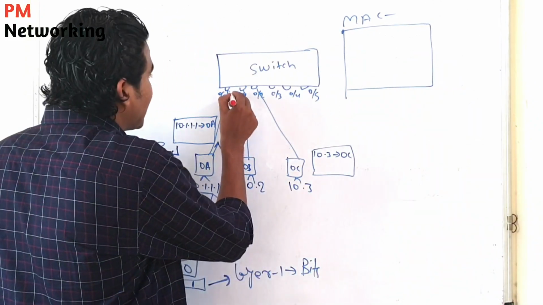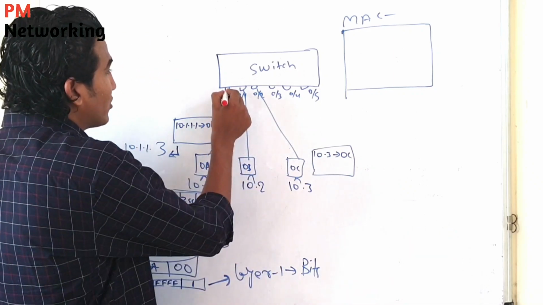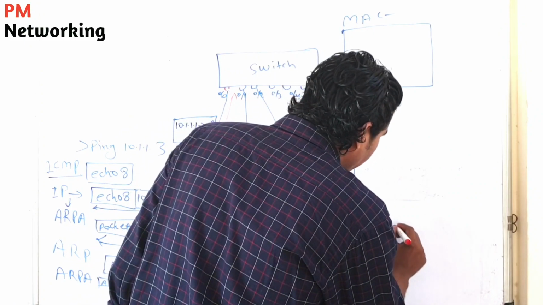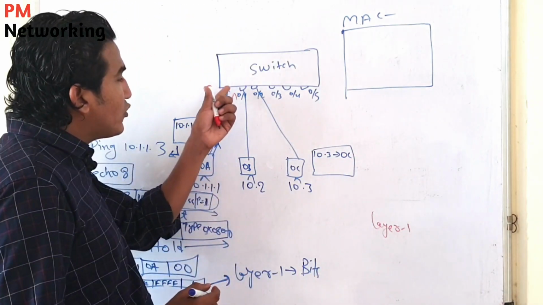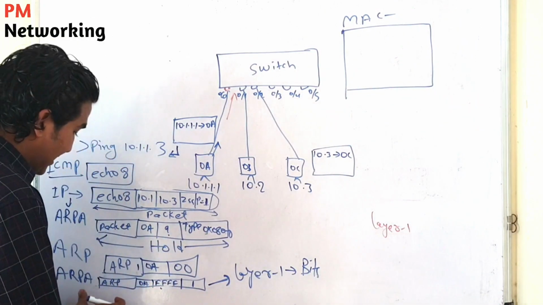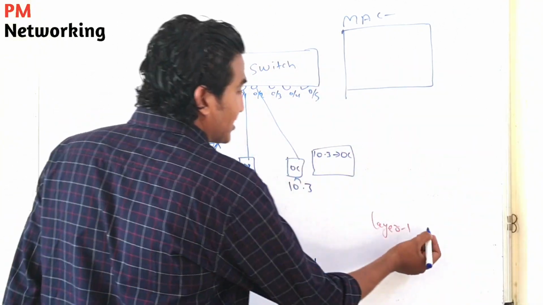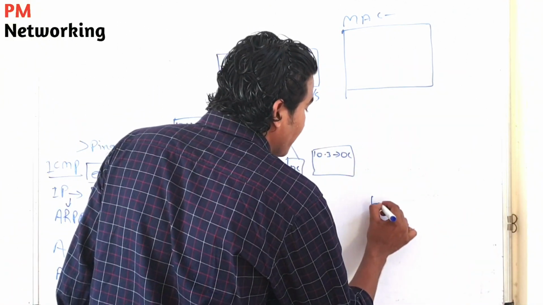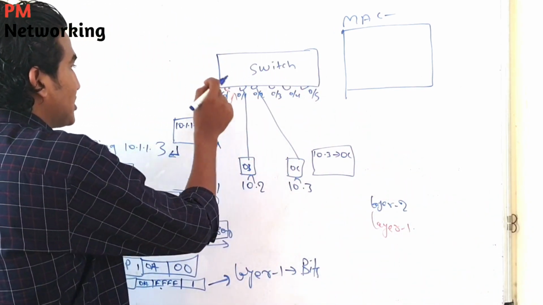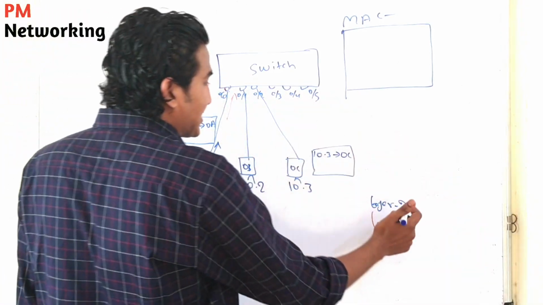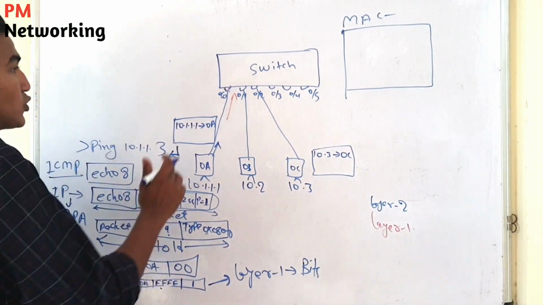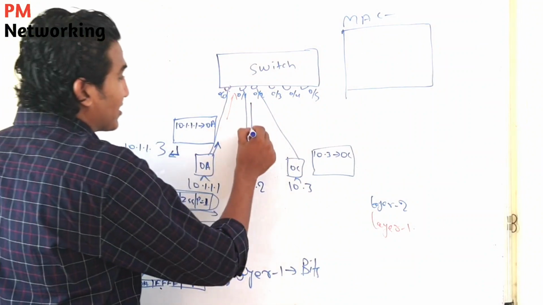Now the switch will receive these bits on this interface, at layer 1. Now what will the switch do? The switch will check the destination MAC address. So the switch will receive bits, then convert them into a frame and hand it over to layer 2, and at layer 2 the switch will check the destination MAC address. The destination MAC address is all F.